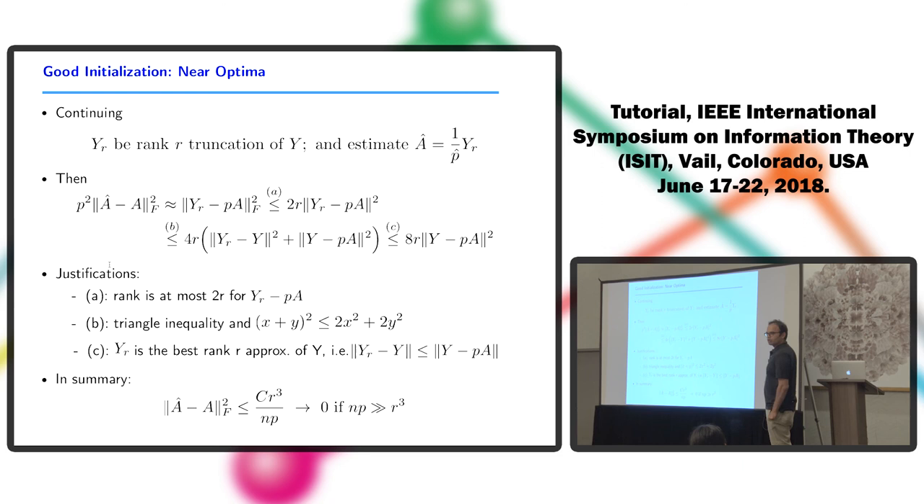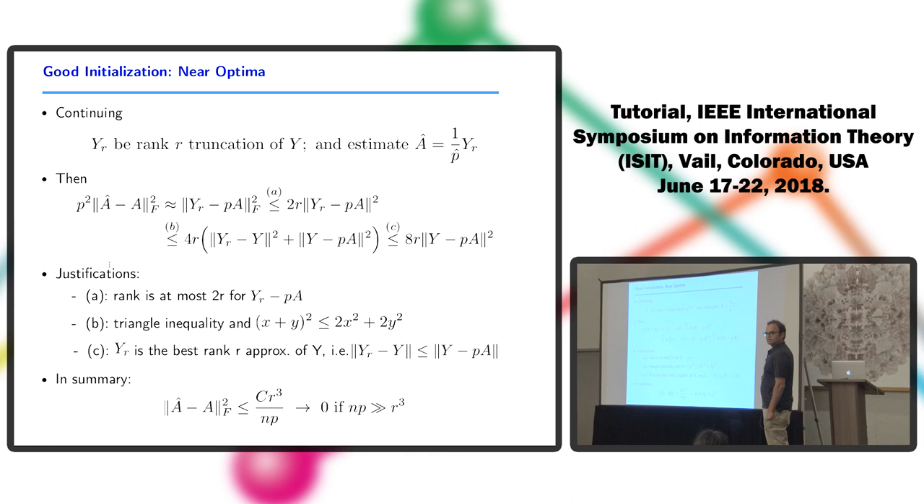Okay. And the reason it's a good estimation, because this is a matrix A, and this is a matrix A hat. Again, this approximation is because of P and P hat. Now, this is less than or equal to 2 times R times this quantity. And the reason is, well, this matrix has rank R. This matrix has rank R. So of course, the difference cannot have more than rank 2R. So that is 2R times the spectral norm of this.